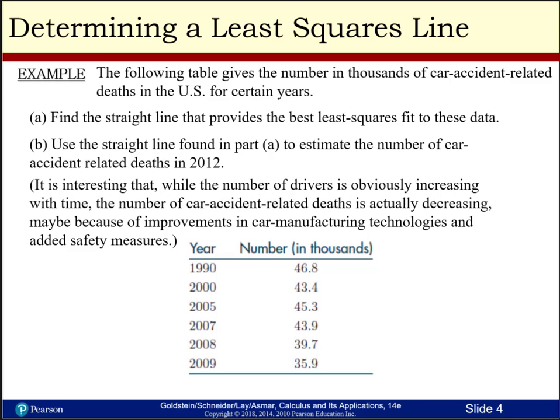So the following table gives the number, in thousands, of car accident related deaths in the U.S. for certain years. We need to find a straight line that provides the best least squares fit to these data. Then use the straight line found in Part A to estimate the number of car accident related deaths in 2012.